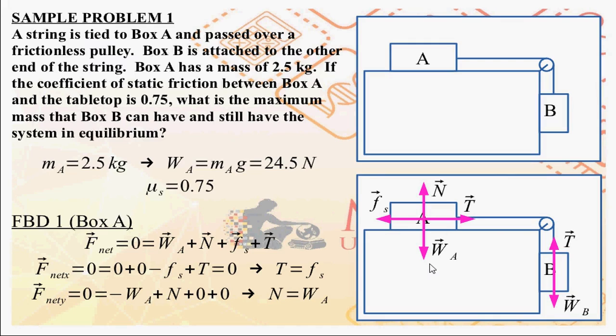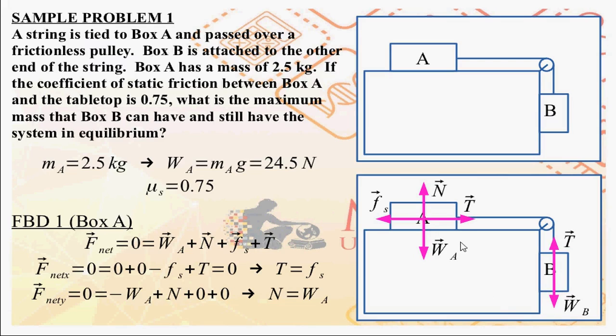Okay? We are looking for the maximum mass of B that still keeps the system in an equilibrium state. So the problem itself tells us that the system is in a state of equilibrium. The total acceleration of the system is equal to 0. The system is at rest, so this is static equilibrium. Now that we have identified the forces, we were able to draw the free body diagram.